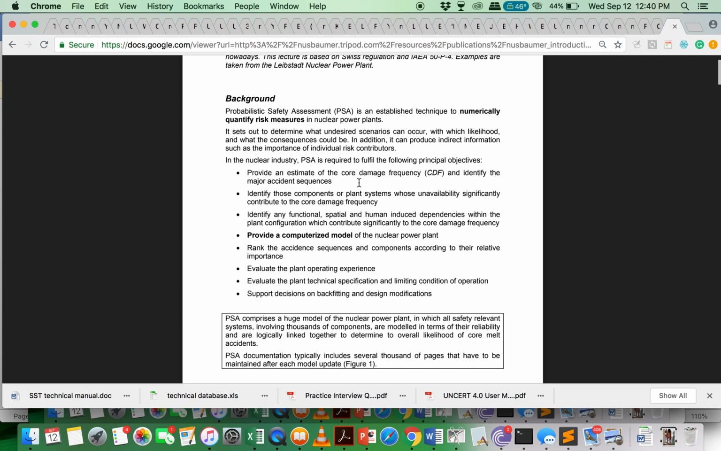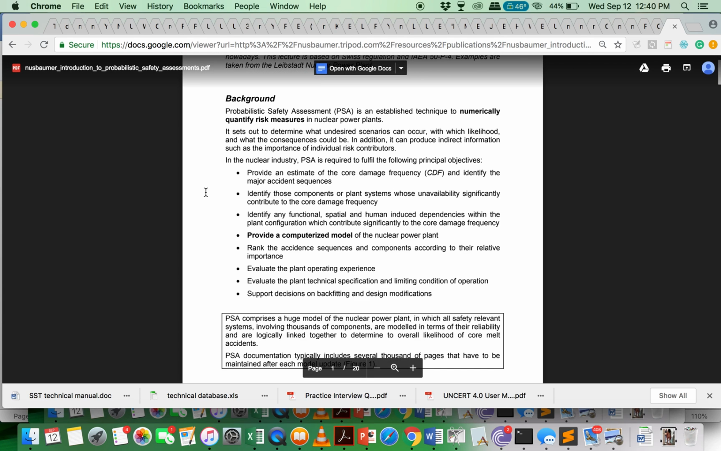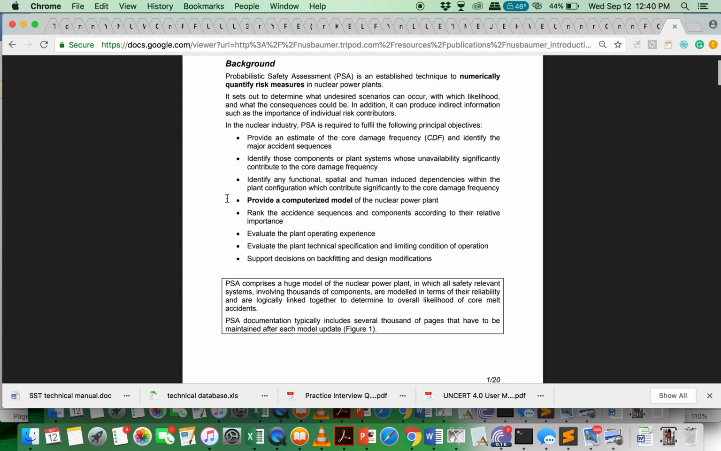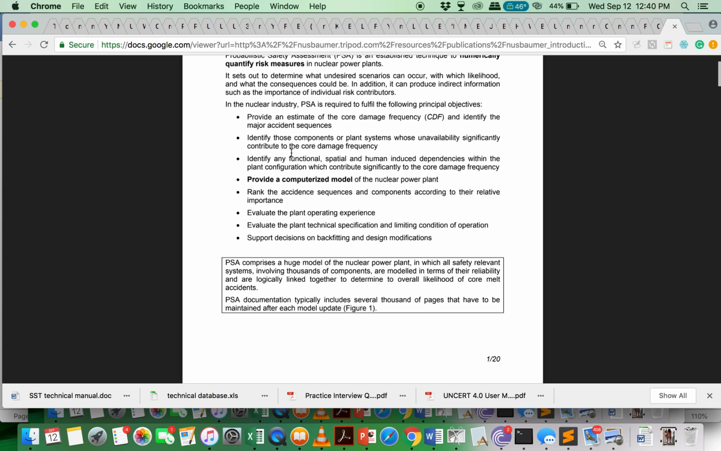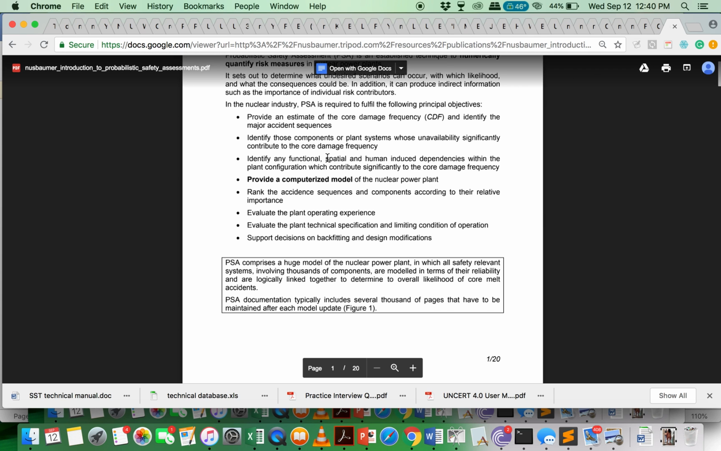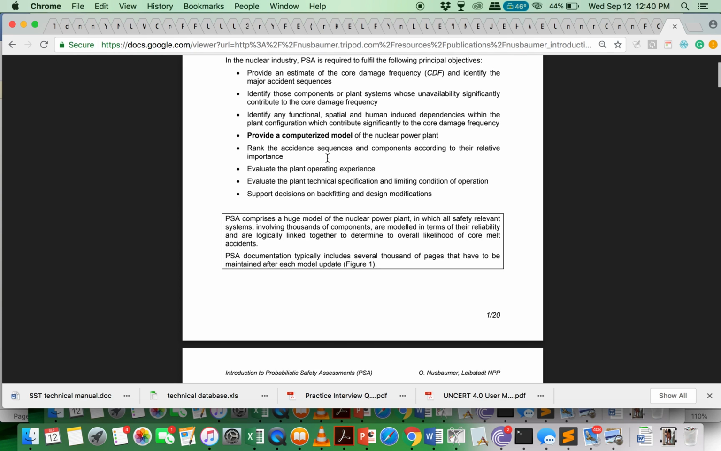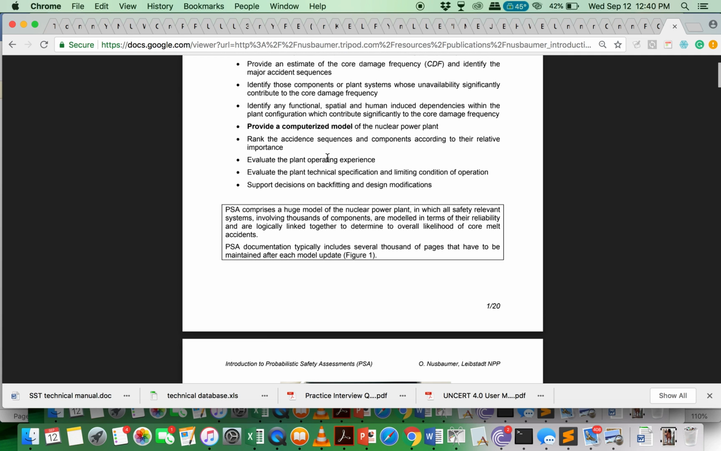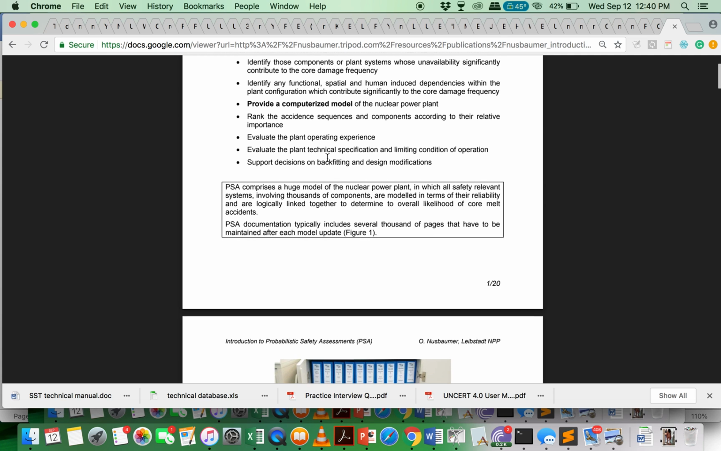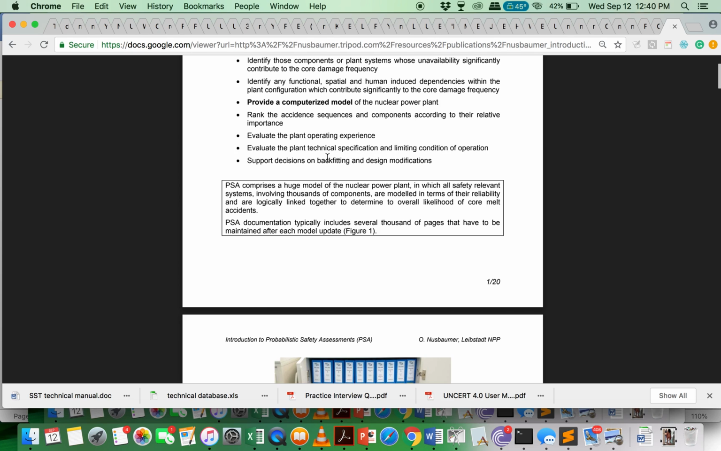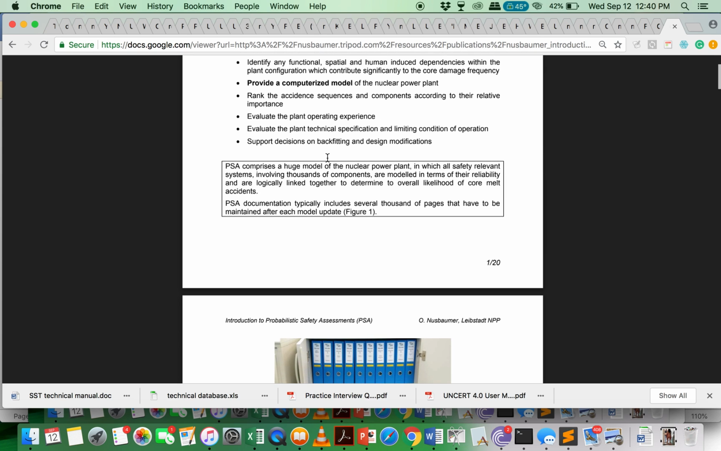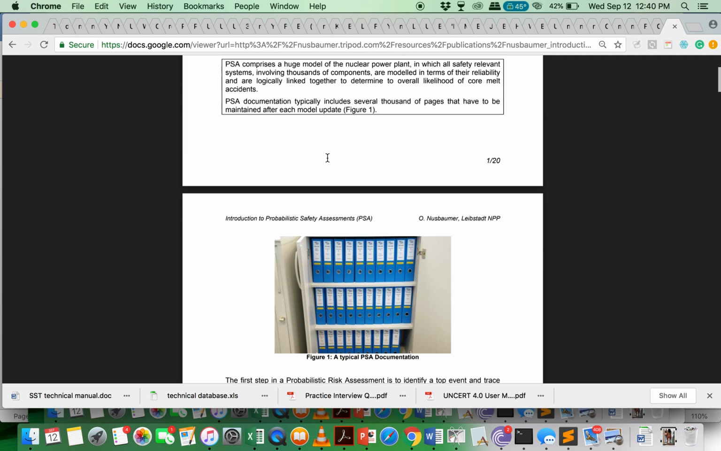Provide an estimate of the core damage frequency, CDF, and identify the major accident sequences. Identify those components or plant systems whose unavailability significantly contribute to the core damage frequency. Rank the accident sequences and components according to their relative importance, and evaluate the planned operating experience. Evaluate the planned technical specification and limiting condition of operation.